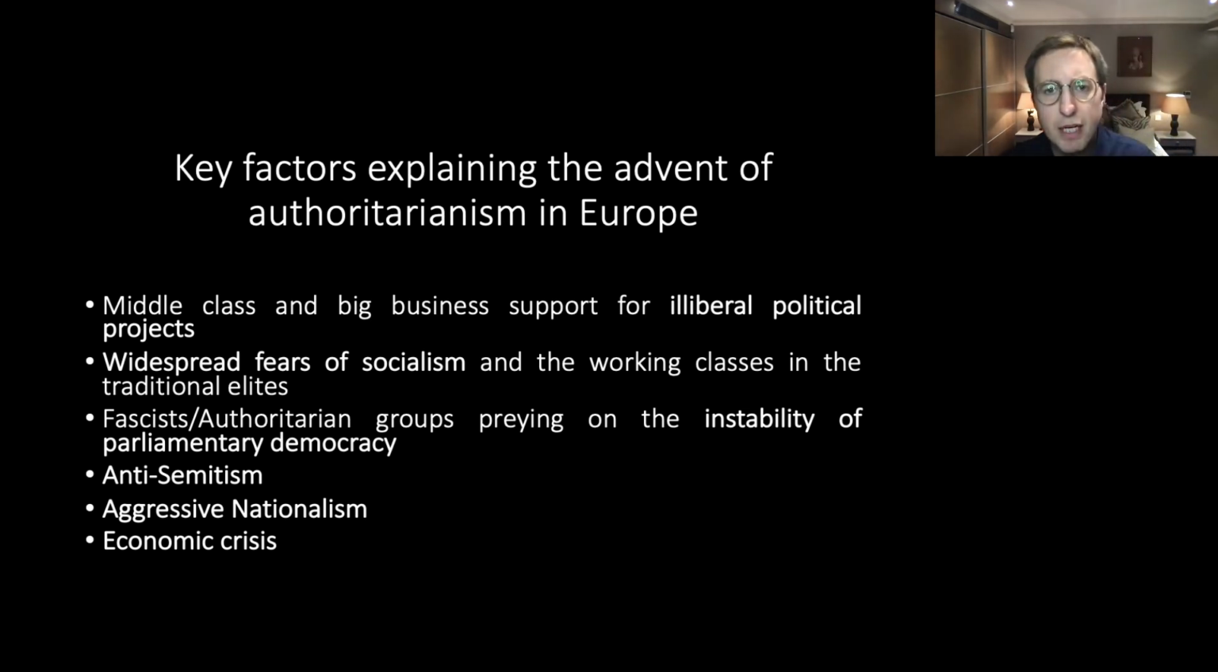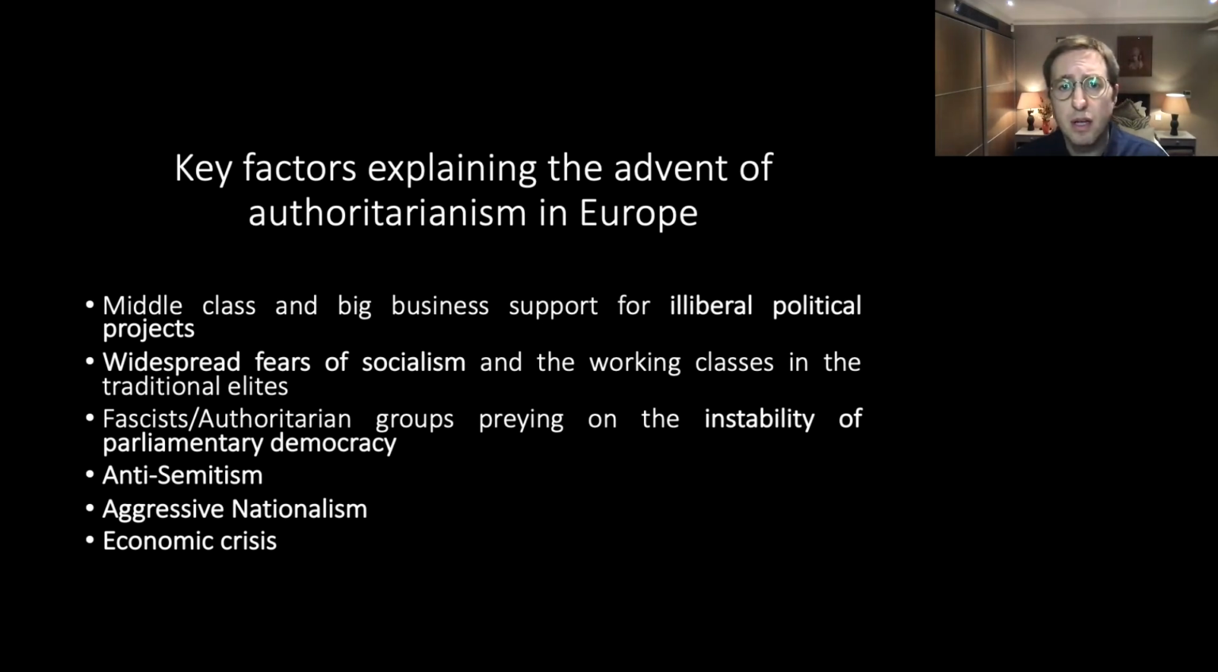Well, specifically with regard to fascism and Nazism, these kinds of groups preyed on the instability of parliamentary democracy. And this is another key moment of the 1920s and 30s, and to some extent, it's also related to the aftermath, the effect of the global economic crisis. Parliamentary government became more and more shaky.